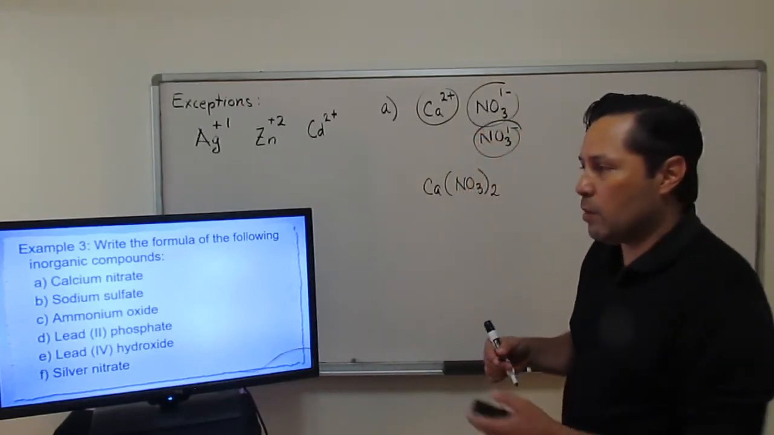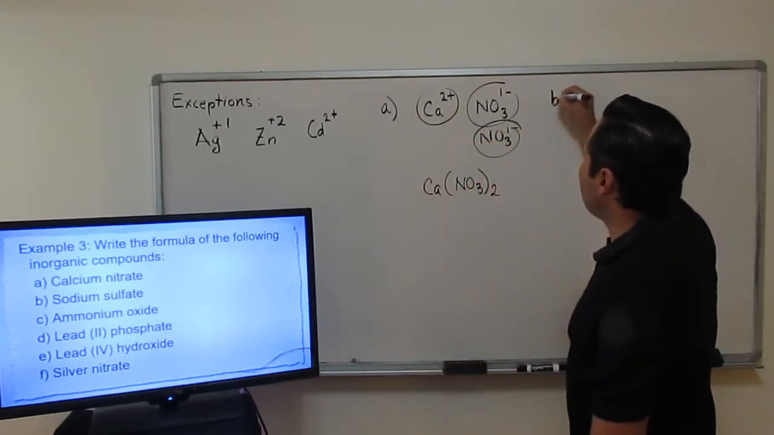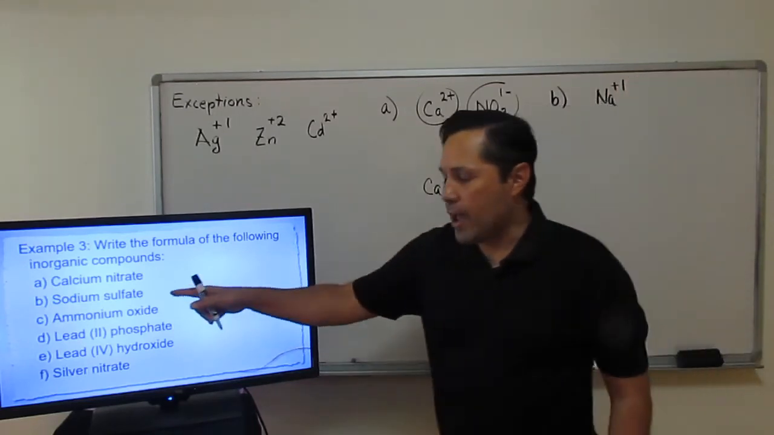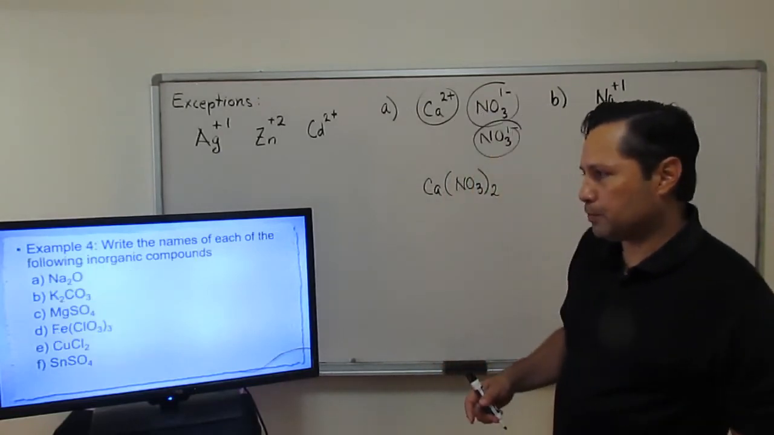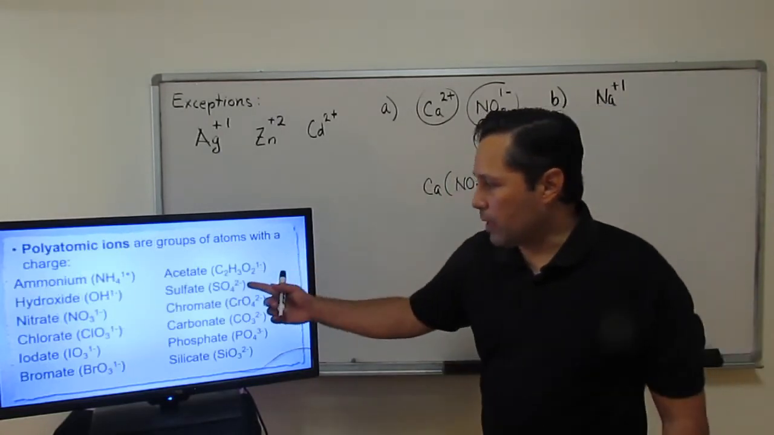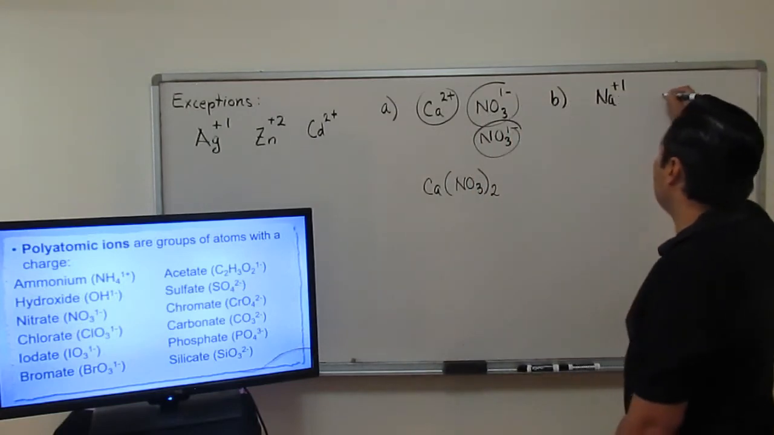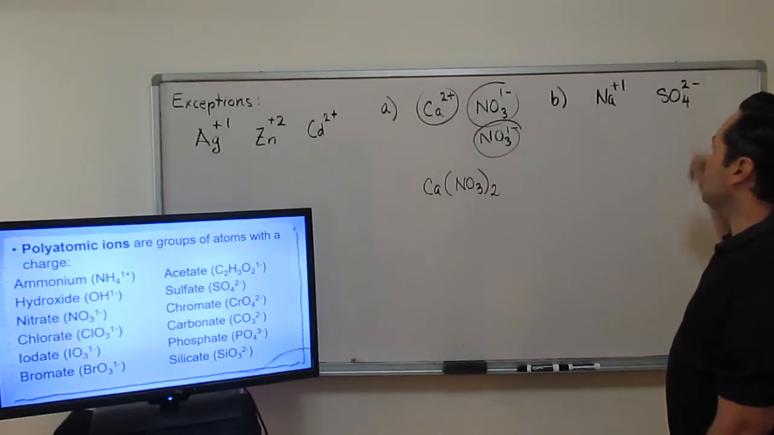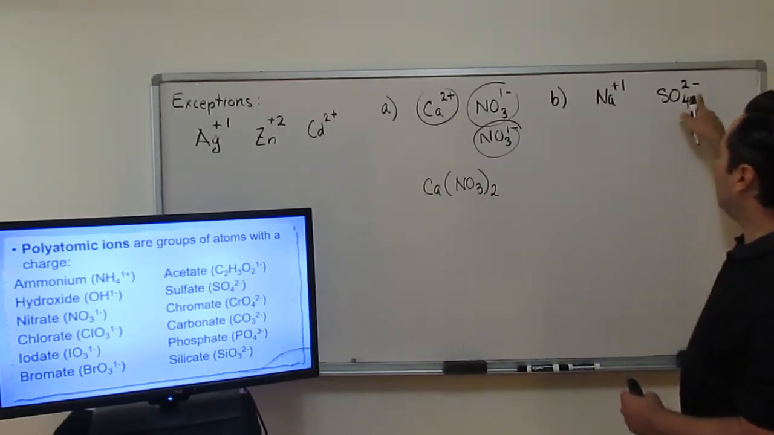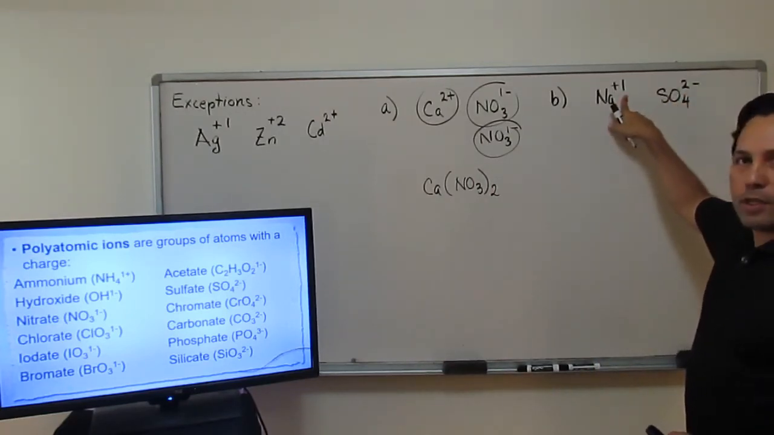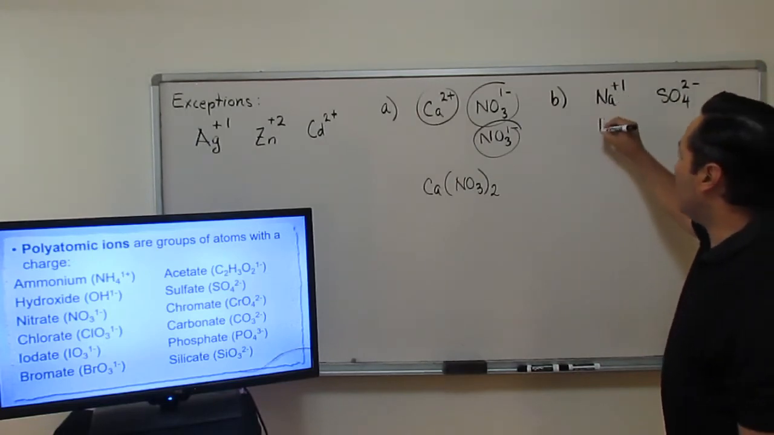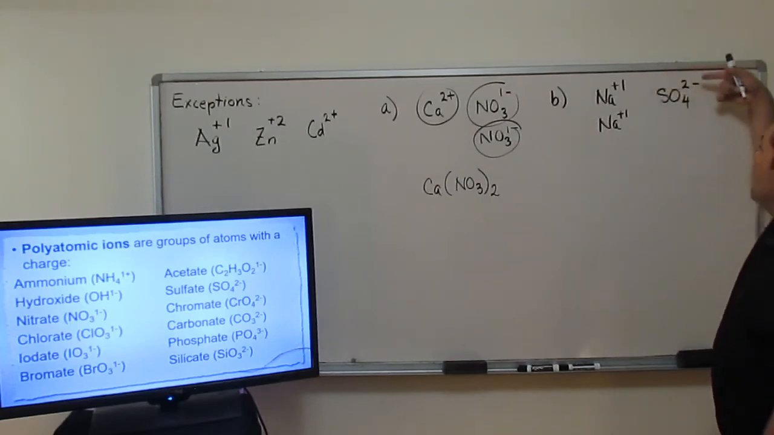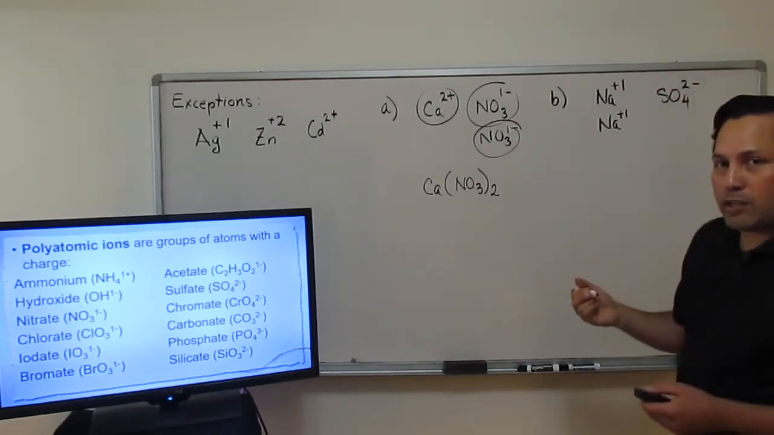Again, you need your periodic table. You look up sodium, and on the periodic table, you'll find sodium has a +1 charge. Sulfate, you will look in your table right here, and there it is. Sulfate is 1 sulfur with 4 oxygens attached to it, and the whole thing has a -2 charge. In this scenario, they're mismatched again, so you need to add another sodium so that they match. Therefore, I have 2 positives, 2 negatives. Now they match.